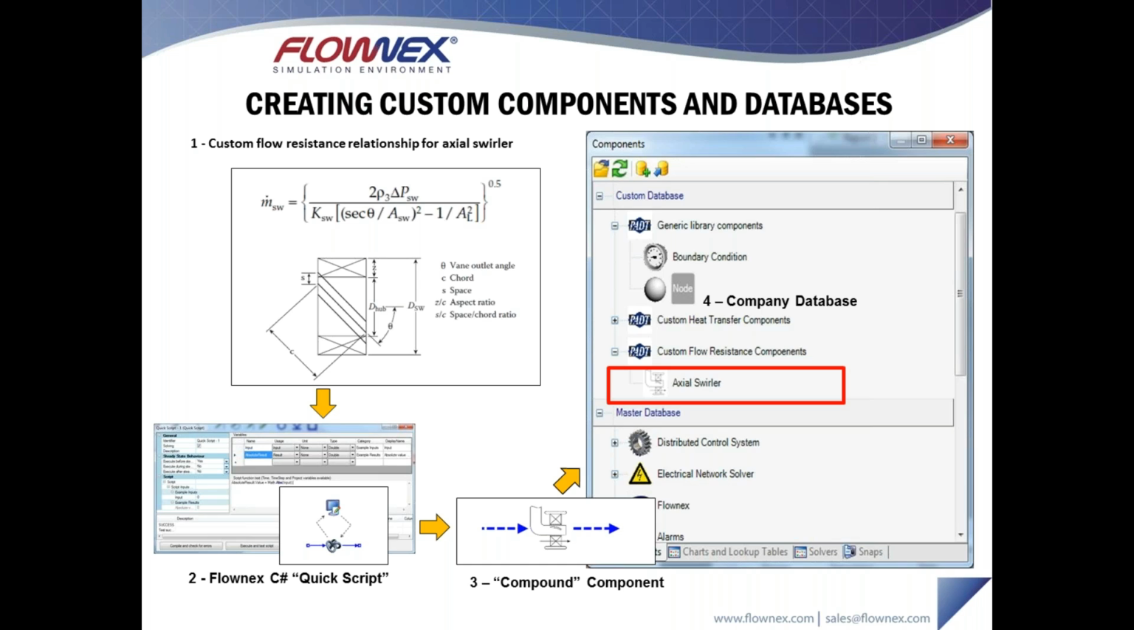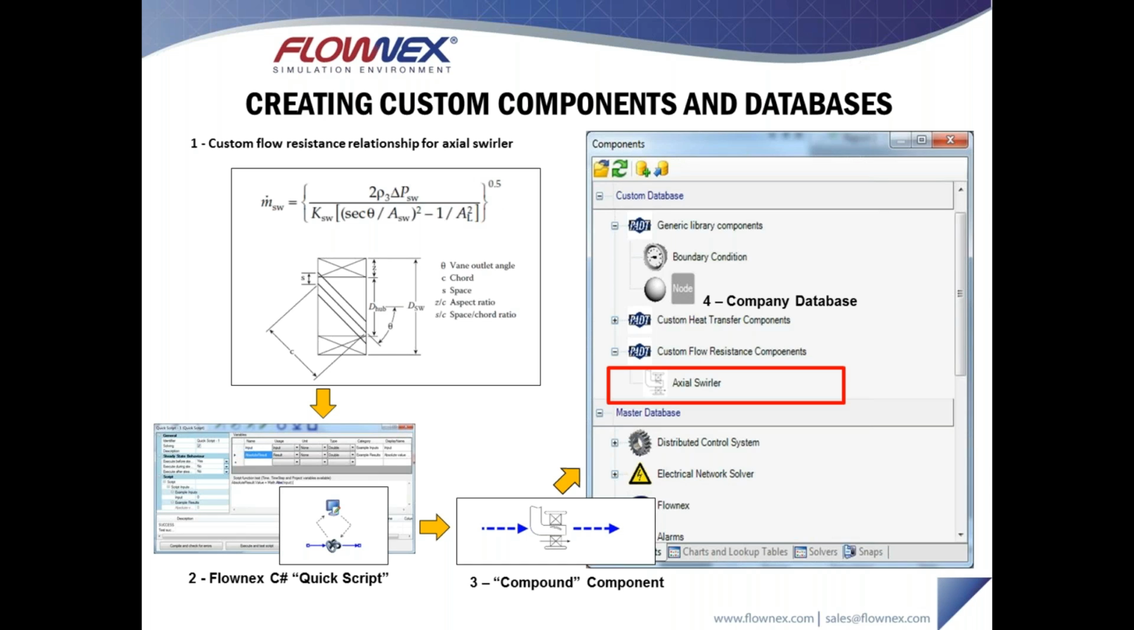This can be wrapped inside of what we call a compound component. You can add your own custom image, and then this will appear along with all of your other components in your Flownex library. So you can drag and drop this in future models. You can even put this component on a server drive and then share this across your company, having a standard company database available to all your Flownex users. So this allows a high level of standardization in all of your engineering work.